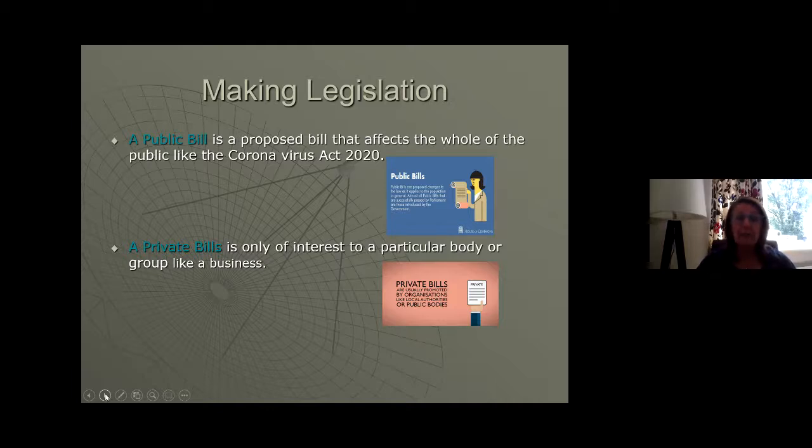There are 2 types of bills. So legislation starts off as a bill. A public bill is a proposed bill that affects the whole of the public, like the coronavirus. A private bill is only of interest to a particular body or group, like a business.